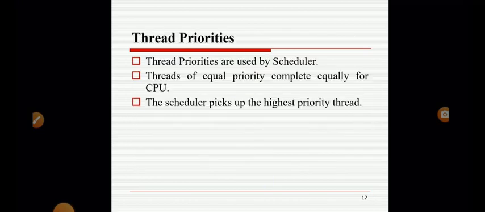Next we are going to discuss thread priority. Thread priorities are used by the scheduler. The scheduler schedules the process to the CPU. Threads of equal priority compete equally for the CPU. So we have to give priority to the process. The scheduler normally picks up the highest priority thread.